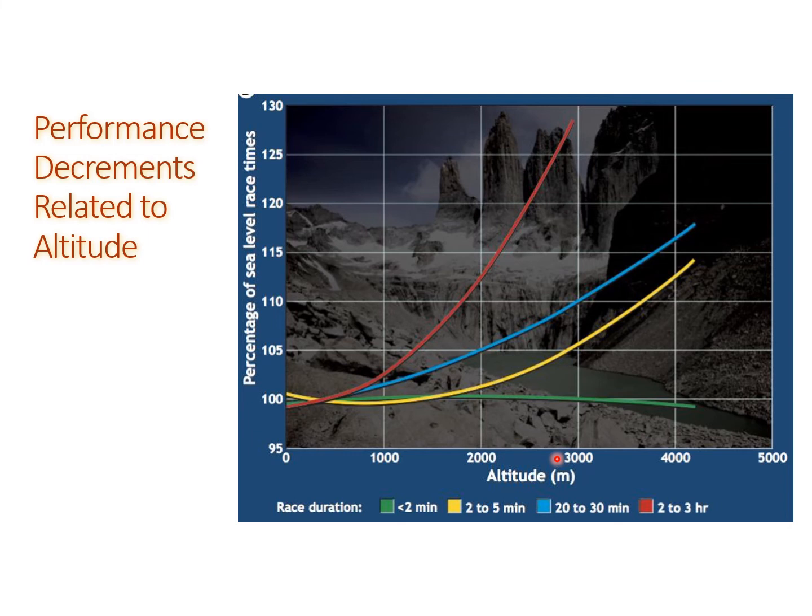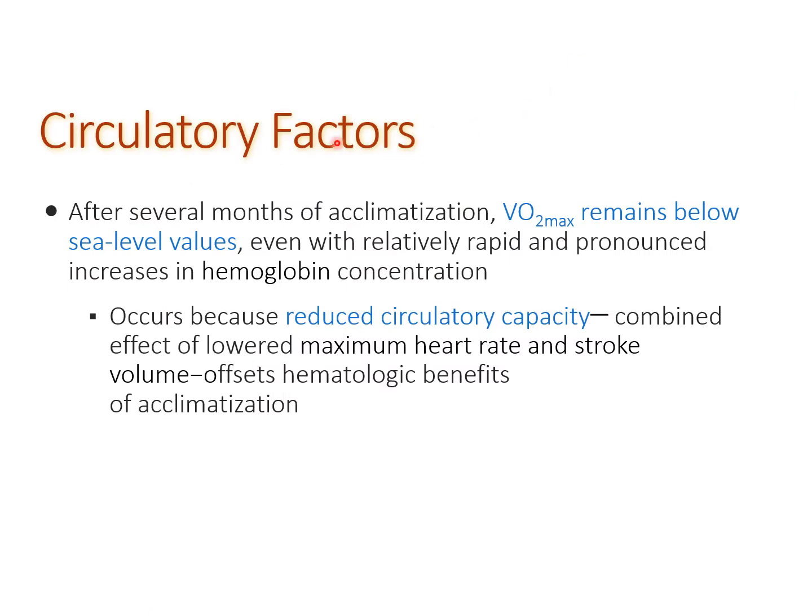So it's important to know that usually performance, especially when it becomes aerobic, gets a lot more challenging at elevation. So next we'll talk about circulatory factors, and we've talked about this a little bit, and we know that with time at altitude you get increased hemoglobin, increased hematocrit, and increased red blood cells, so you have this increased capacity to hold oxygen.